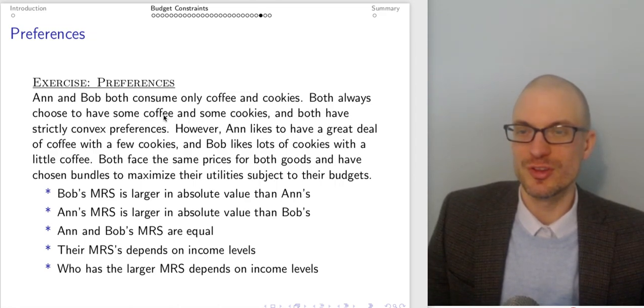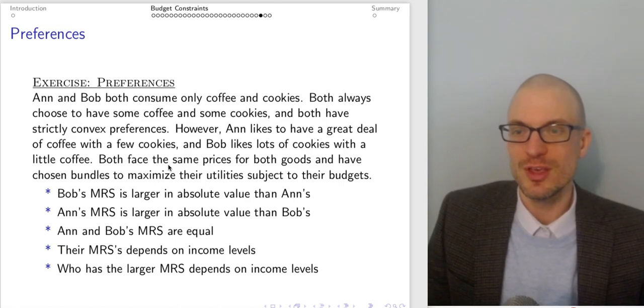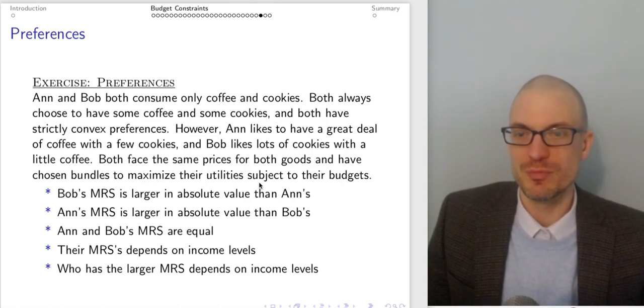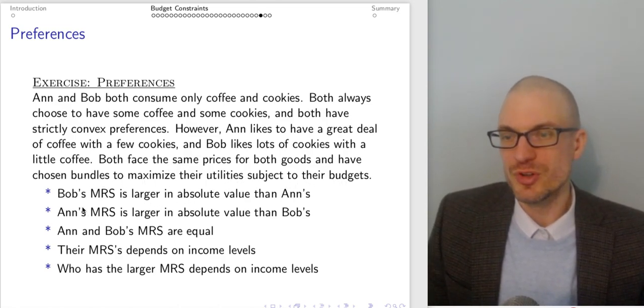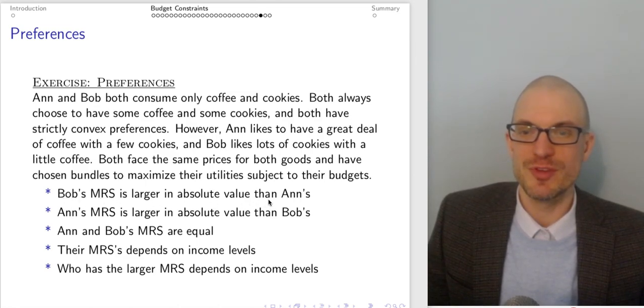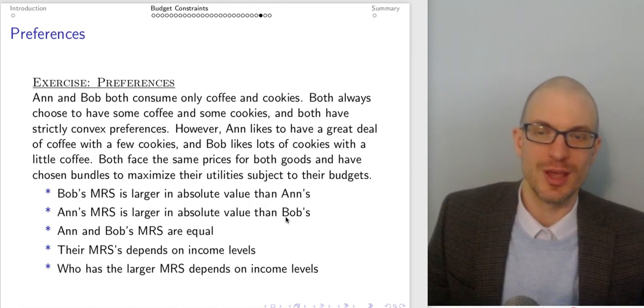All right. Ann and Bob both consume only coffee and some cookies. Both have chosen to consume coffee and some cookies, and both have strictly convex preferences. Ann likes to have a great deal of coffee with a few cookies. Bob likes a lot of cookies with a little coffee. Both face the same prices and have chosen bundles to maximize utility. Bob's MRS is larger in absolute value than Ann's. Ann's MRS is larger in absolute value than Bob's.